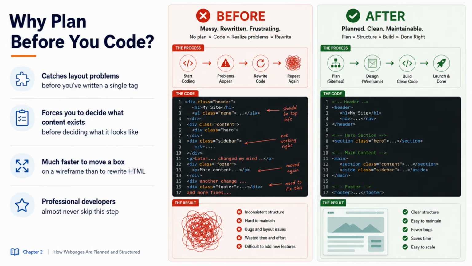Three concrete costs of skipping this step, worth saying out loud. Moving a box in a wireframe tool takes seconds. Finding the same layout problem after you've written, styled, and filled in real content costs far more, because now you're restructuring actual code, not dragging a rectangle.